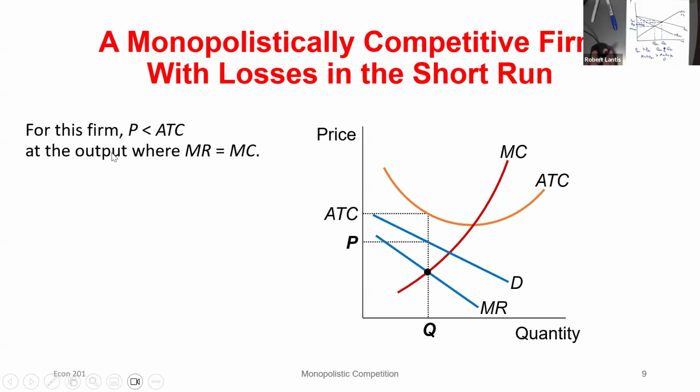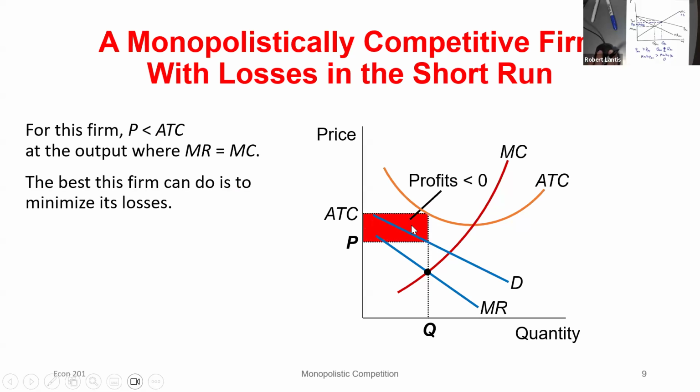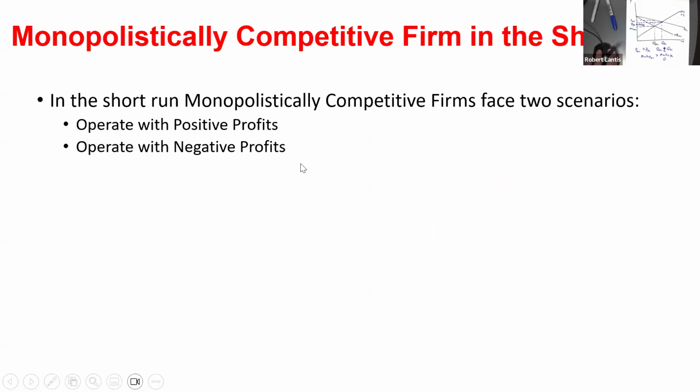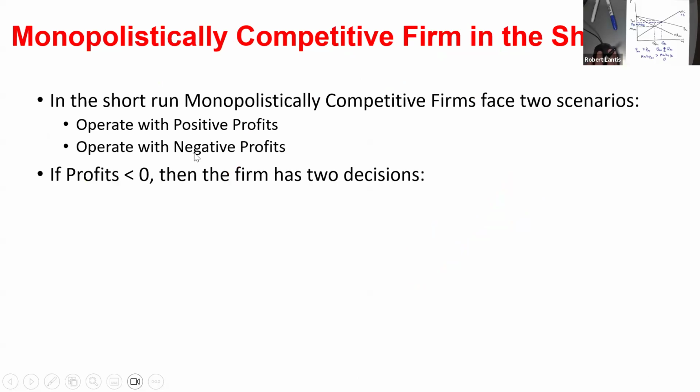Still finding that optimal profit maximizing quantity where marginal revenue is equal to marginal cost. But when the price is below average total cost, now my profits would be negative. All I can do is minimize my losses here. Now, if there's negative profits, what will firms do in the long run? Exit this market. Okay. So in the short run, we have two possible options for the monopolistic competitive firms: operate with positive profits or operate with negative profits.